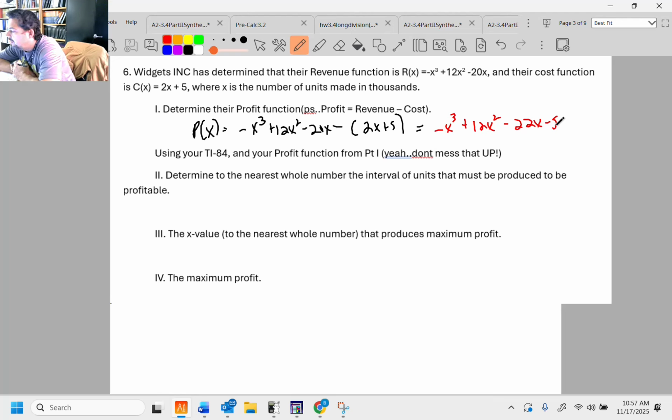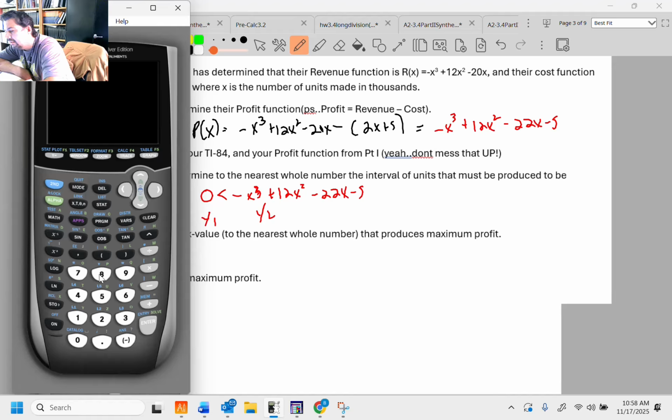Determine to the nearest whole number the interval of units that must be reduced to be profitable. So since this is profit, I know that it has to be bigger than 0. This is the idea. It has to be bigger than 0. So we're going to y1 and y2 that bad boy. That's a cube. Let's fire up my trusty TI-84 here.